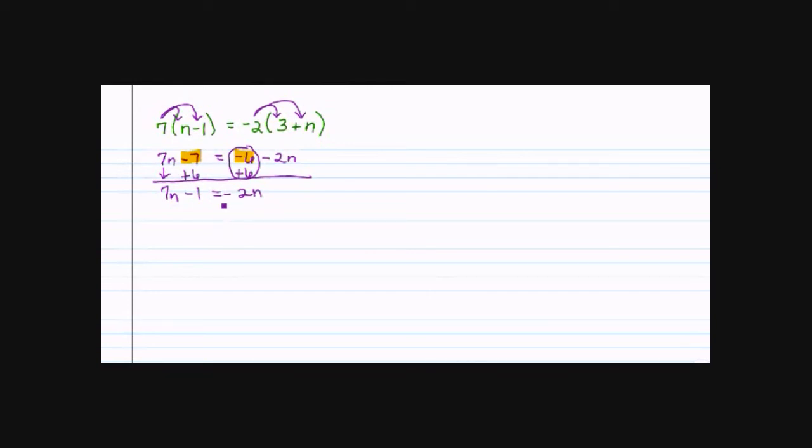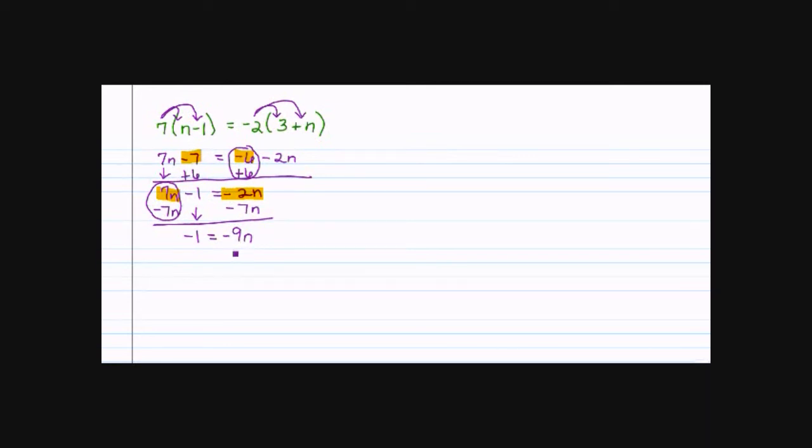Now I need to move my variables to the other side. My variables are 7n and a negative 2n. I bet you can guess I need to move the 7 over to the other side. The opposite of positive 7n is a negative 7n. Okay, this gives me a big fat 0. Negative 1 equals, and a negative 7 and a negative 2 is a negative 9n.